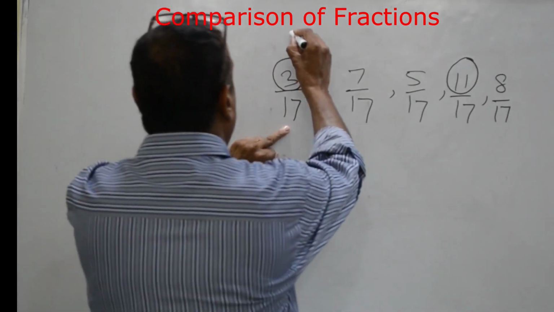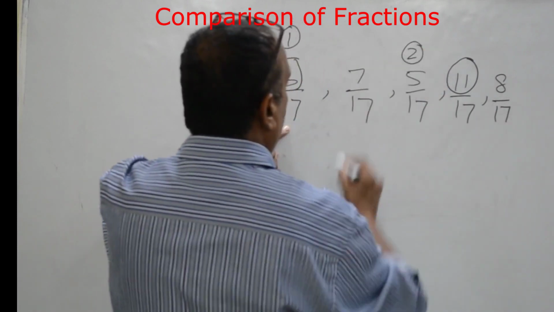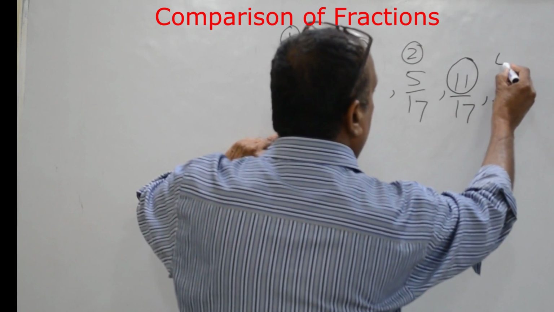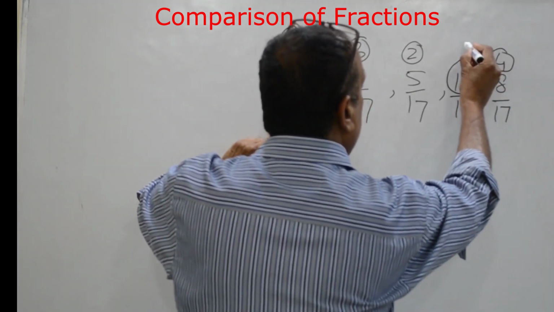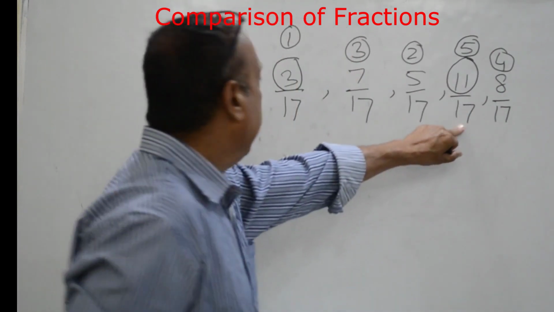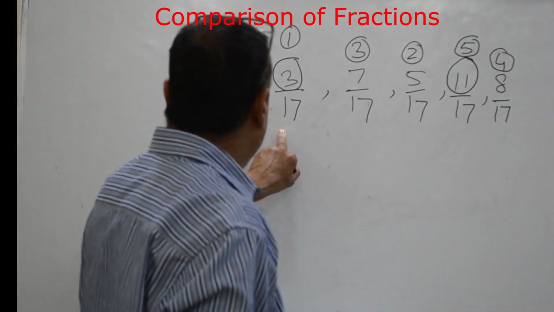So this is smallest, number 1, this is next higher, number 2, this is next higher, number 3, and this is next higher, number 4, and this is the highest, number 5. 11 over 17 is the highest, and 3 upon 17 is the smallest fraction.